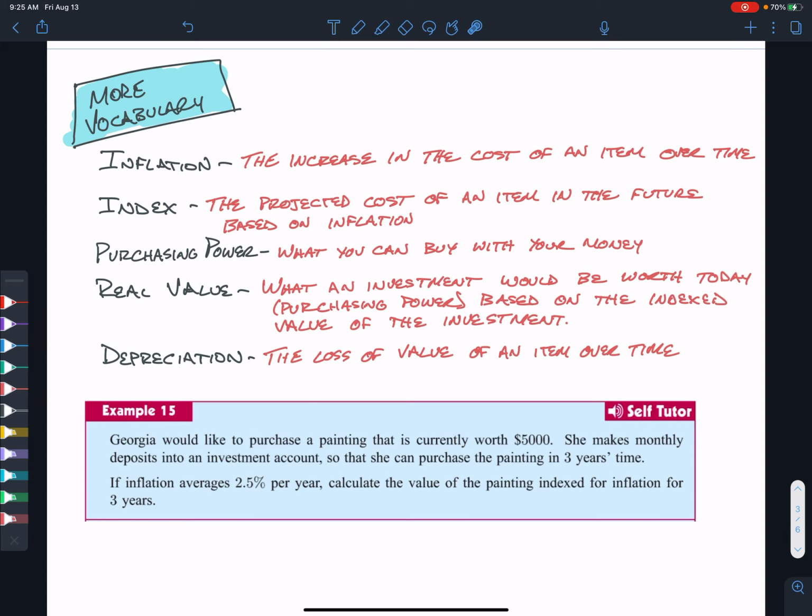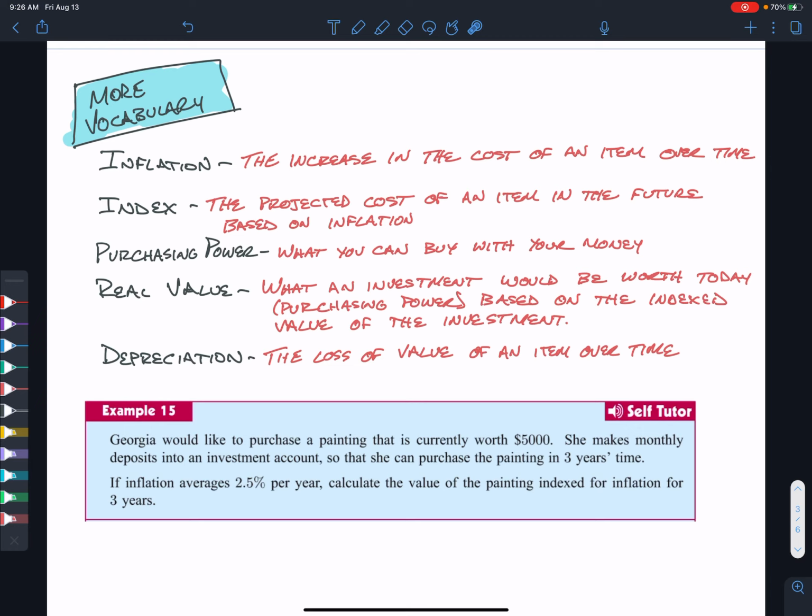Maybe like a painting. I think we've got an example in here where we're doing a painting. So what would the value of this painting be today, or in today's dollars, based on inflation? We're going to index, we're going to project out what the value of that thing will be worth, and then we're going to look at it based on today's money. So we can say, if I had this much today, then I could buy that thing in the future, because we don't know what the actual interest rates or the actual inflation rates will be. And then depreciation is just the loss of value over time.